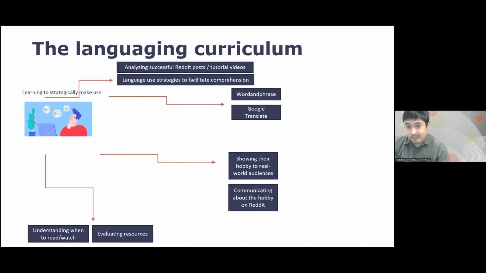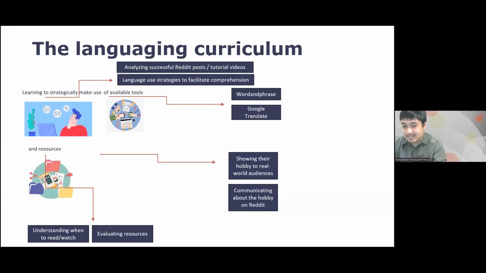Okay, and we emphasize language use strategies through a lot of tools to facilitate comprehension. So we introduce wordandphrase.info. This one is not just for language learning. Yes, they can use it to learn language, but it can be used for language use strategy as well, like to see how the word is used in real world context. We introduce them to Google Translate, or rather we teach them to be critical about the use of Google Translate, to use it critically.